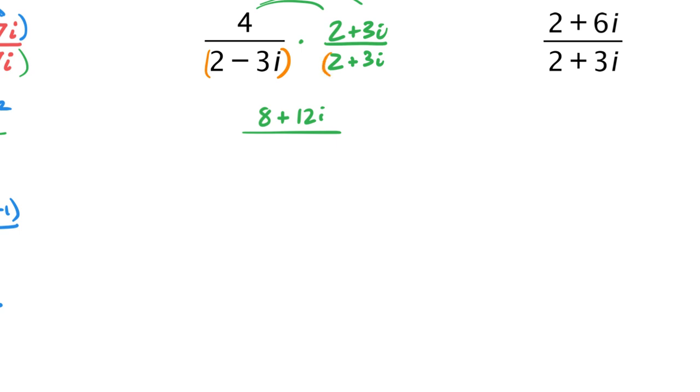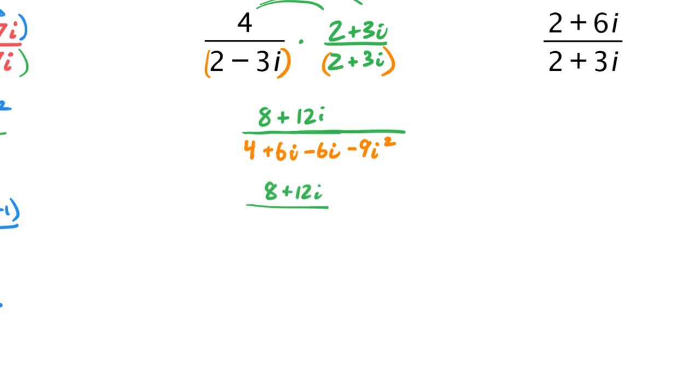We have to FOIL, right? So 2 times 2 gives me 4. And that's the firsts. And then the outsides would give me 6i. And the insides minus 6i. And the last minus 9i squared. Let me just extend that fraction bar a little bit more. All right, we'll keep going. Nothing to do on the top. That's just going to stay.